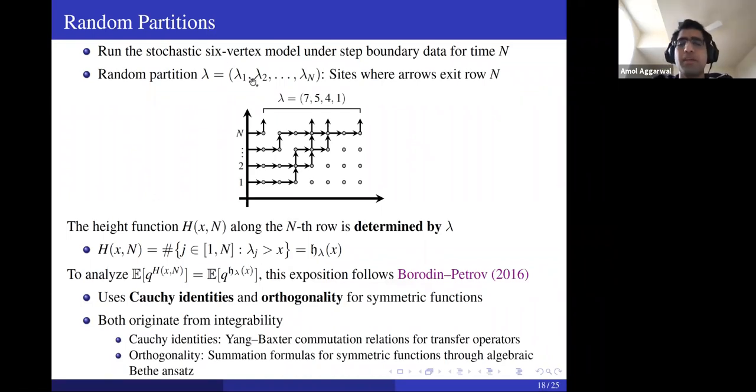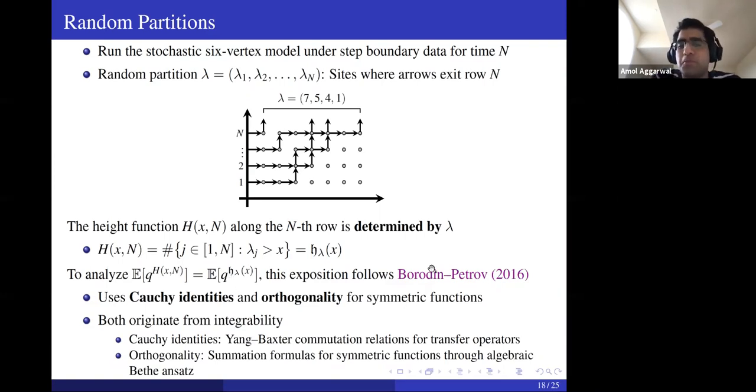Now the height function h of x, n along the nth row: if I look at a face here and ask how many paths are to the right of it, that's simply determined by lambda. You can write h of x, n is equal to the number of j such that lambda j is greater than x. I'll call this h_lambda of x. It's just another way of writing the height function, but now I just have to think about lambda instead of this whole 6 vertex ensemble. So to analyze this height function, I can write it as q to the h of x, n, or as q to the h_lambda of x.